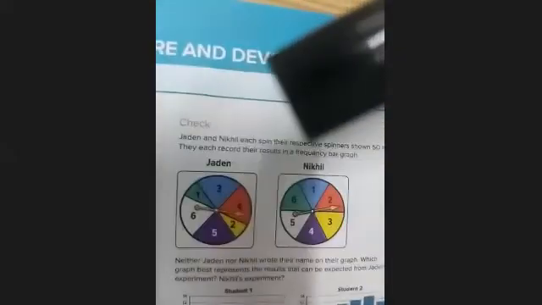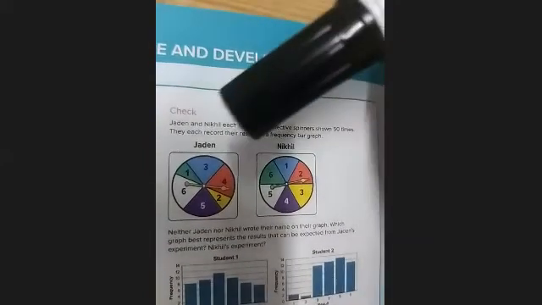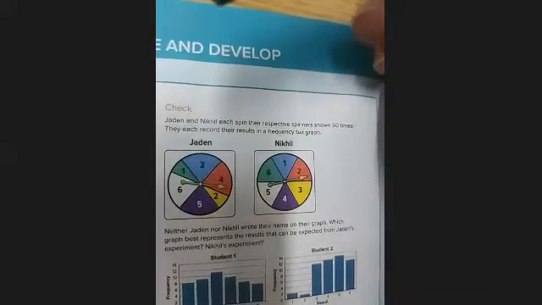And let's take a look at the Jaden spinner first. And please, guys, see it in your book, and try to listen to me at the same time. For Jaden, what is different here? Omar, tell me, what do you notice here? They are not equal. And for 1 and 2, we have less chance to happen, right? Less chance, yes. But in Nikhil's spinner, they all have evenly, or the same chance to happen, right?